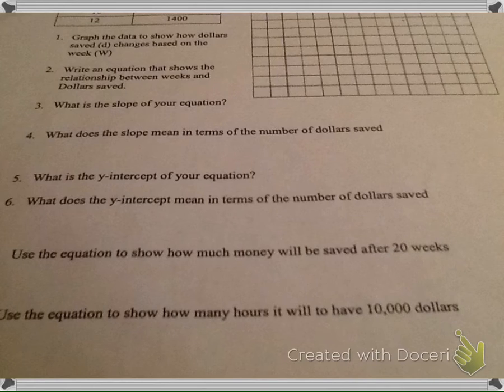So it says, what is the y-intercept in terms of your equation? Well, it's 0 because if you worked backwards and you subtracted 2 from the x column, you'd get 0. And if you subtracted 400 from the y column, you'd get 0. So the y-intercept was 0. What does it mean in terms of the number of dollars saved? It means at 0 weeks she had none. 0 weeks equals no dollars.